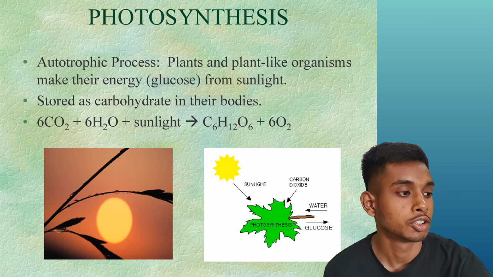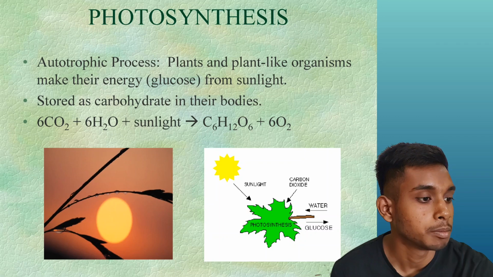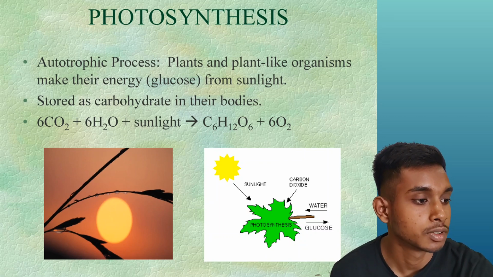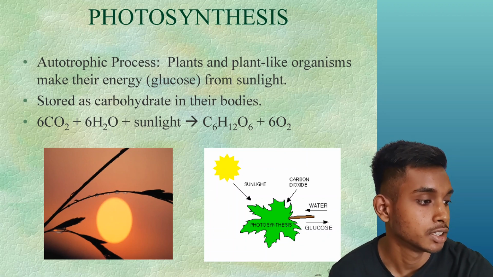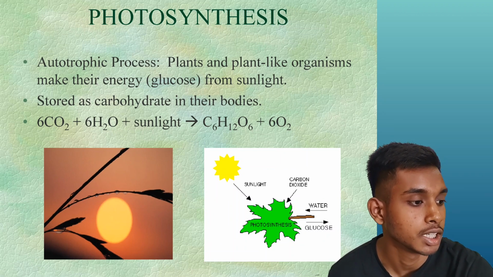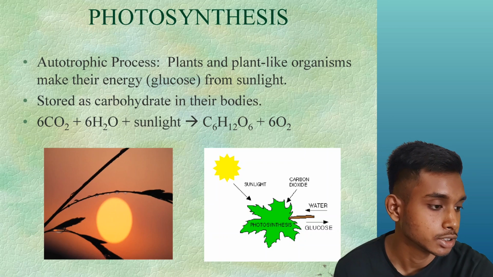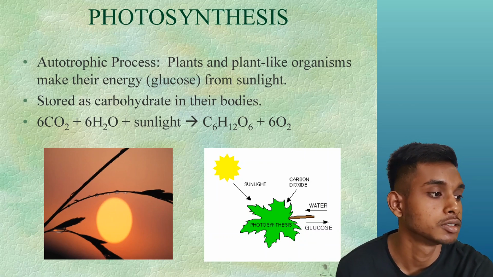So what is photosynthesis? It is an autotrophic process. Plants and plant-like organisms make the energy glucose from the sunlight, stored as carbohydrate in their bodies. The chemical reaction is 6CO2 plus 6H2O plus sunlight gives glucose, that is C6H12O6, plus 6O2.